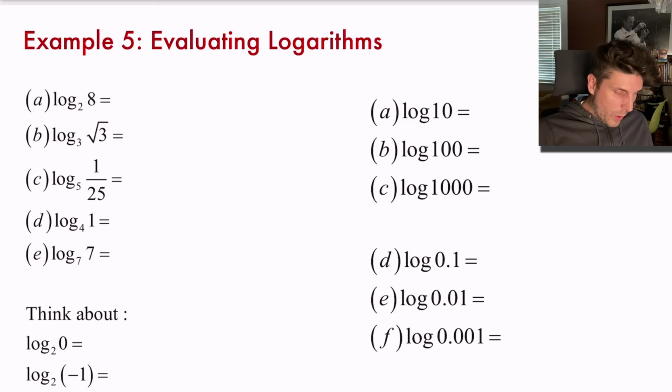All right, 2 to what power equals 8? That's 3. 3 to what power equals the square root of 3? That'd be 1/2. 5 to what power equals 1/25? That would be -2. 4 to what power equals 1? That's 0. 7 to what power equals 7? That's 1.